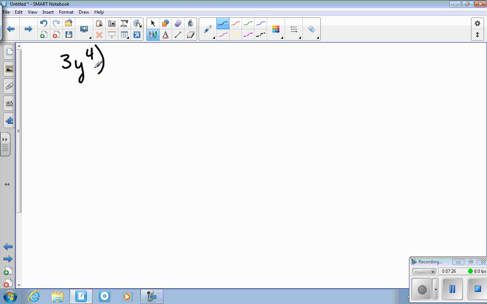3y to the 4th, 7y to the 5th. And if you want to try this on your own, you're welcome to pause this so you can do it on your own and then check your answer once you have solved it. So if we have a 3 times 7, we get 21. Y to the 4th times y to the 5th. Those two being multiplied together would give you y to the 9th. Yet another one.